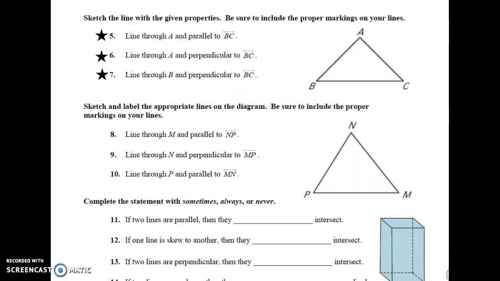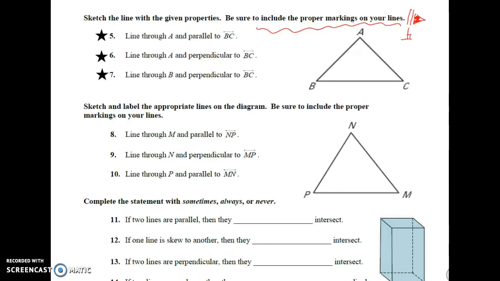The next questions we're going to work on are 5, 6, and 7 here, where we draw the diagram according to the sentence that is described. The thing to do is to make sure that we include the proper markings on our lines. Parallel marks, remember, are where you put the arrow on it. And when lines are perpendicular, that's when you put the little box in the corner.